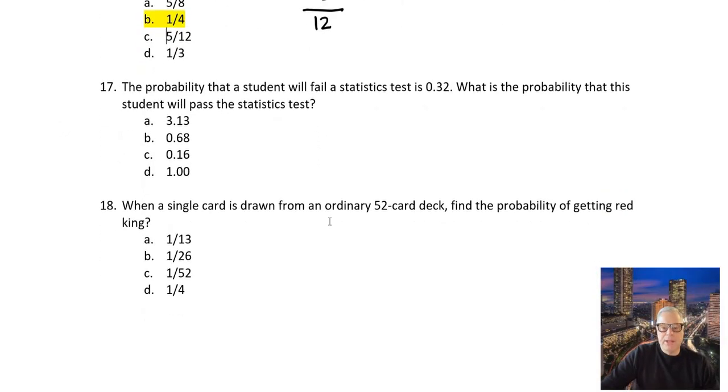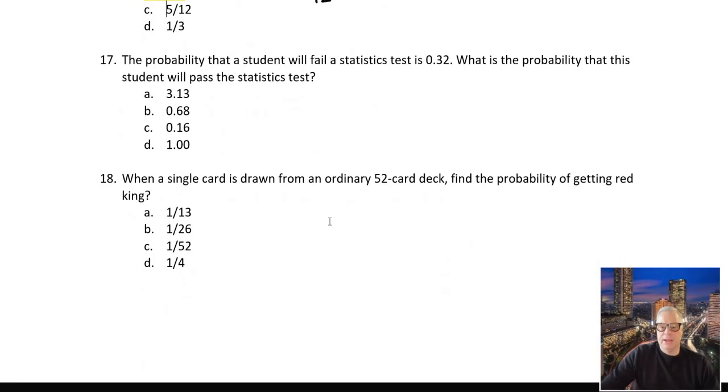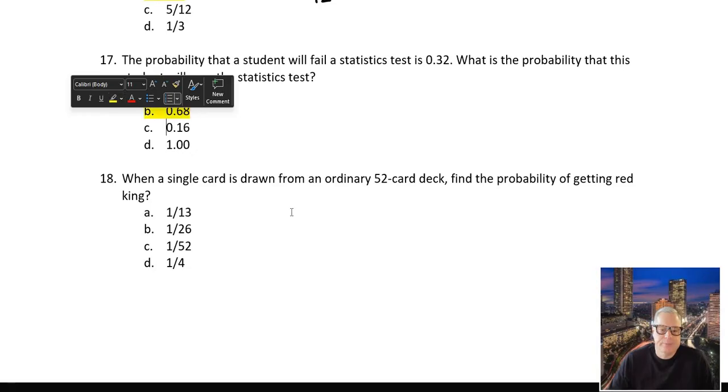The probability that a student will fail a statistics test is 0.32. Well, what's the probability that the student will pass the test? Well, that's the complement, which is 1 minus 0.32, which is 0.68.